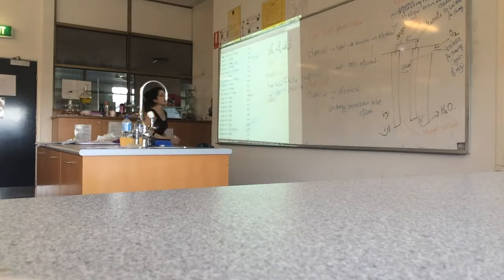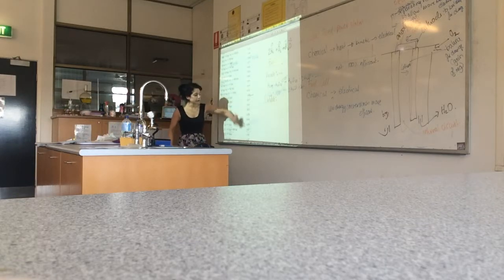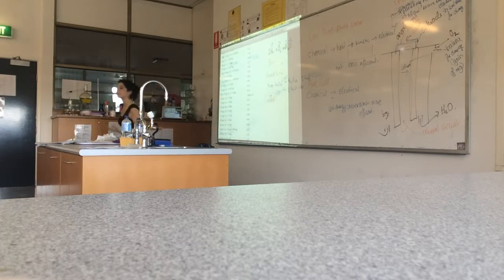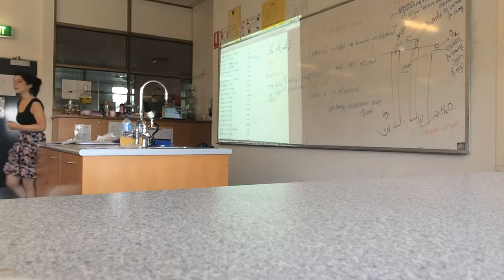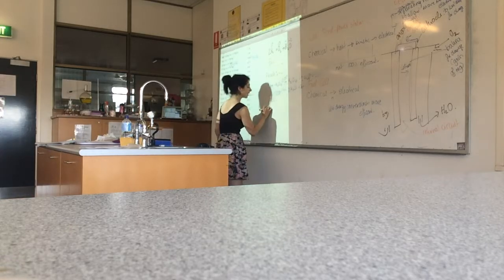Now, can you guys tell me how to work out the maximum cell voltage for this basic H2 and O2 fuel cell? Top minus the bottom, so 0.4 minus negative 0.83, what's that? 1.23 volts.